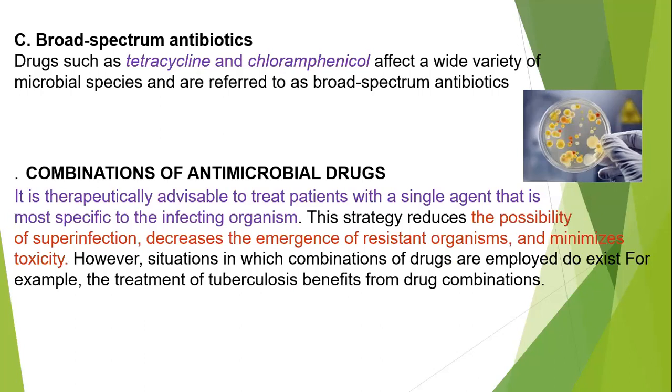However, situations in which a combination of drugs is employed do exist. For example, the treatment of tuberculosis benefits from a drug combination. In some infections, we need to use more than one antibiotic. For example, in case of tuberculosis, there is a combination, but it's advisable to use a single agent. Why? To reduce toxicity, resistant organisms, superinfection, حتى نبتعد عن these aspects.